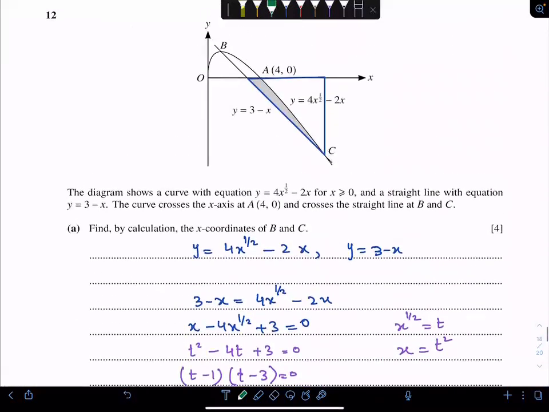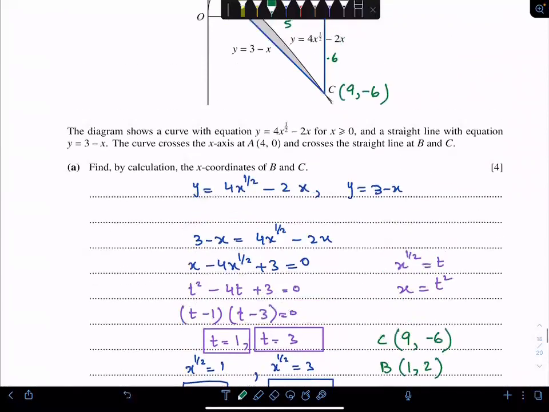You mean minus 6 side? Minus 6 or 9. Base kitne dekhen, yahan se 4 se 9 tak ja raha hai na, to base ho jayegi 5. So ye point C ke 9 or minus 6 ho gaya. 9 and minus 6. Acha, 1 by 2 base into height triangle ka formula hoga.